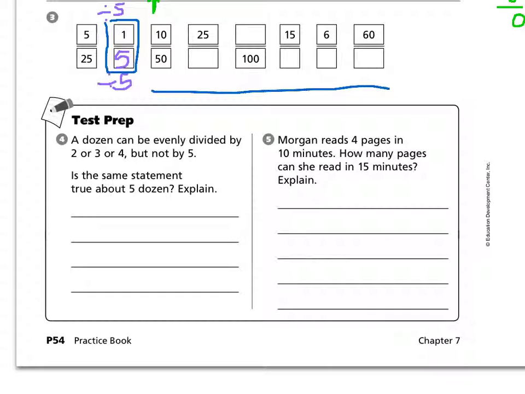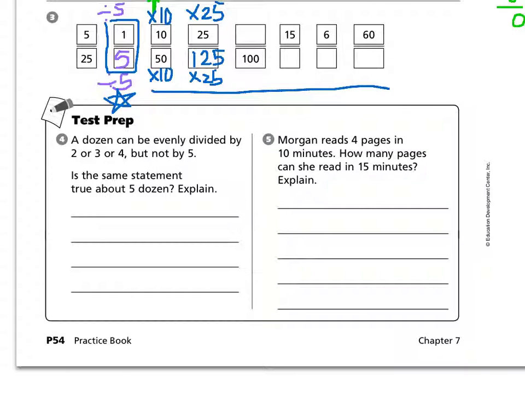I have 1, and I got it to 10, and I know that I multiplied 1 times 10 in order to get that, and I have 5 times 10 equals 50. Going back to the original, we have 1, and it went to 25, so I have times 25, and I have 5 times 25. So 5 times 25 would be 125.